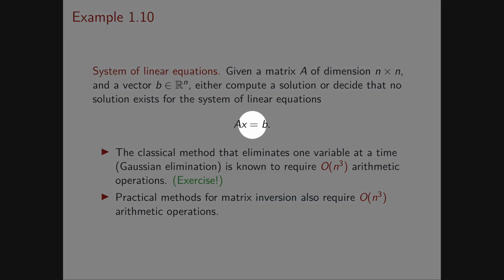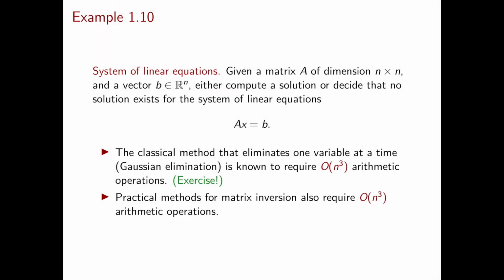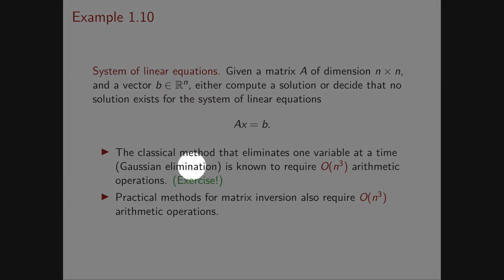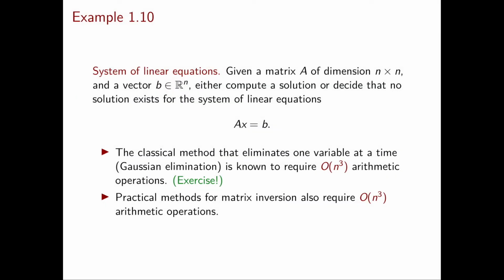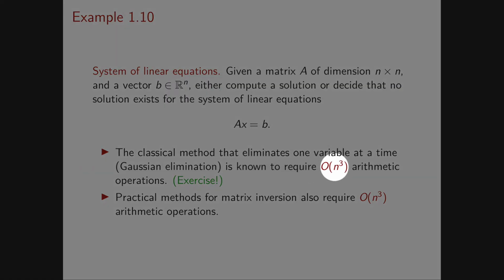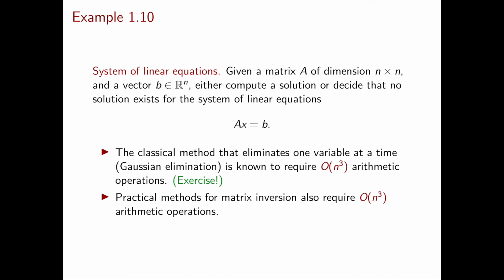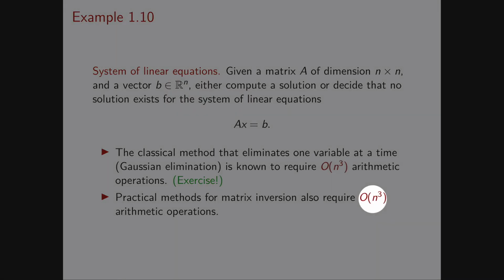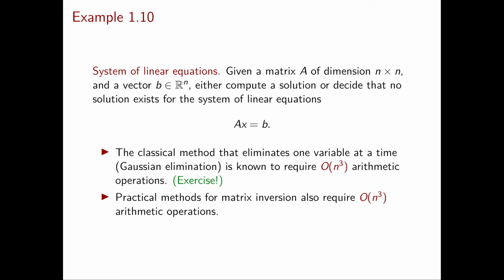We all know how to solve this problem. In fact, the standard algorithm to solve this problem is Gaussian elimination, which eliminates one variable at a time. It is well known and it is simple to show that this algorithm requires O(n^3) arithmetic operations. I suggest that as an exercise you work out this running time. For this problem, O(n^3) is also the runtime for more advanced practical methods. So while there are ways to improve on Gaussian elimination, the running time remains O(n^3) in practical methods. So let's keep this in mind because we're going to use this many times.